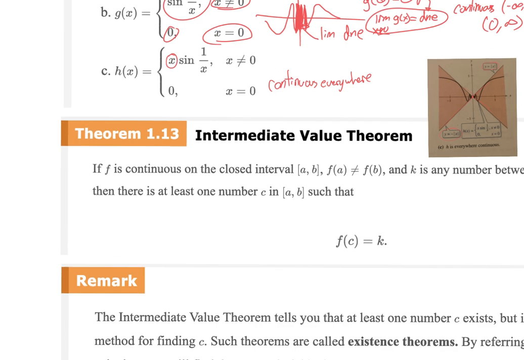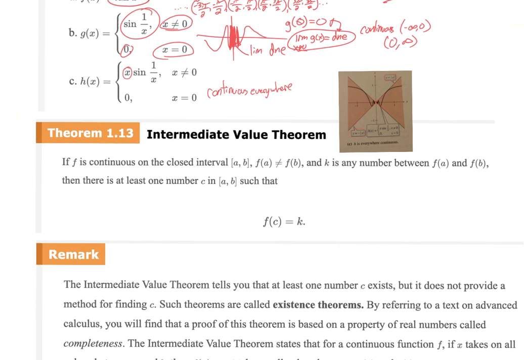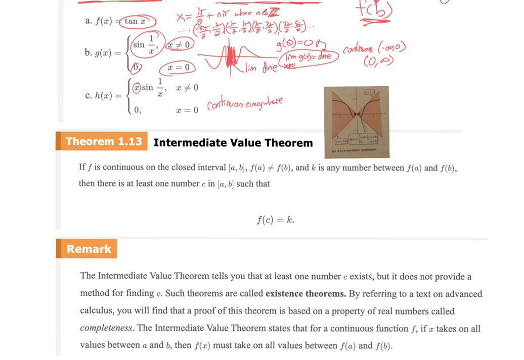Now, theorem 1.13, the intermediate value theorem. So let's read this and try to make sense of this. The words here, and then I'll draw a graph, and it will make more sense if you struggle to understand. If f is continuous on the closed interval a to b, and f of a does not equal f of b, and k is any number between f of a and f of b, then there is at least one number c in (a, b) such that f of c equals k.